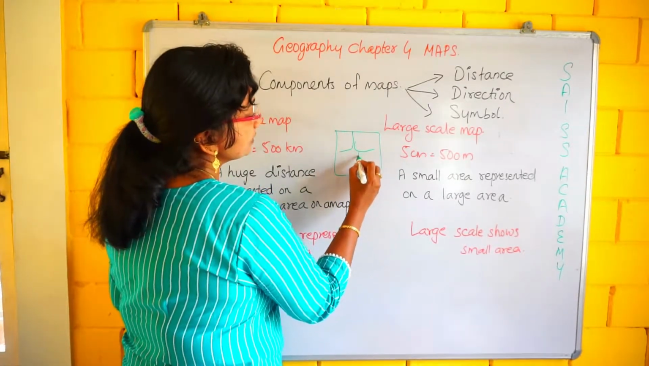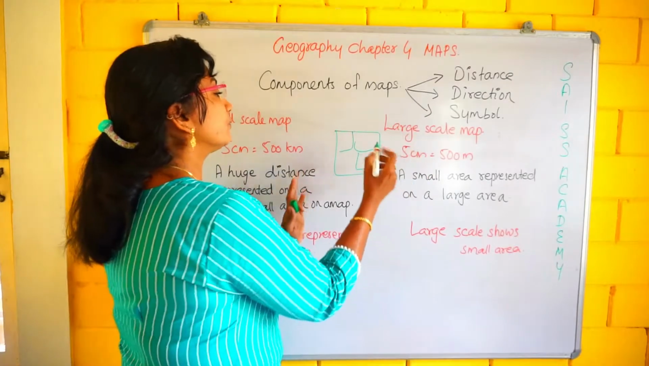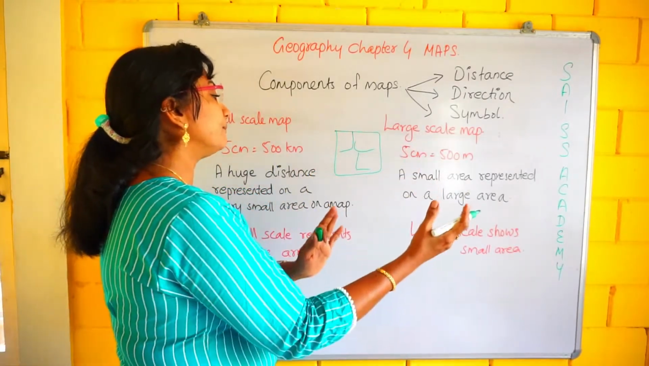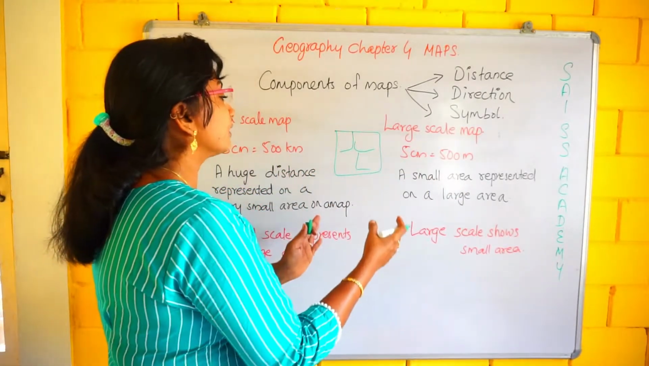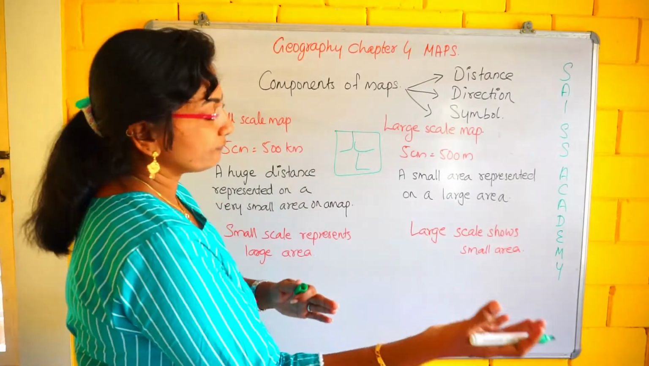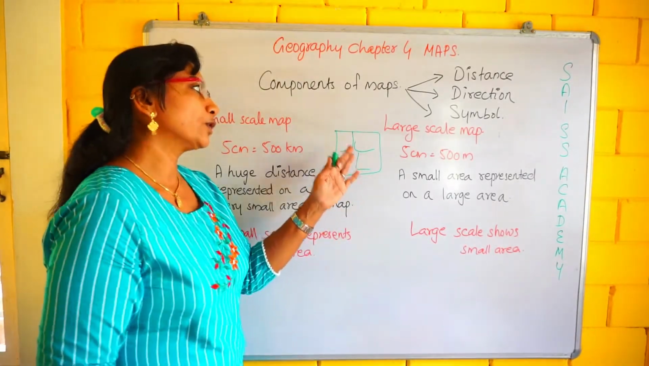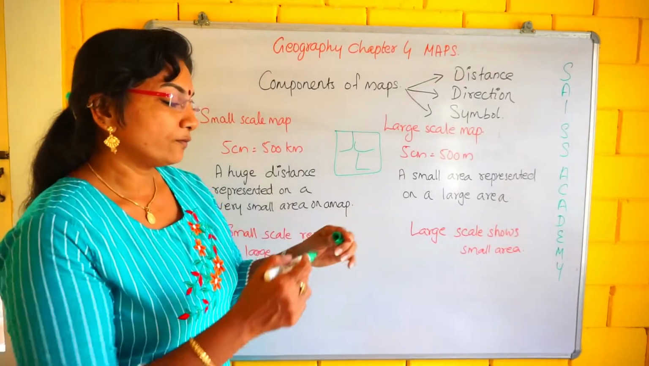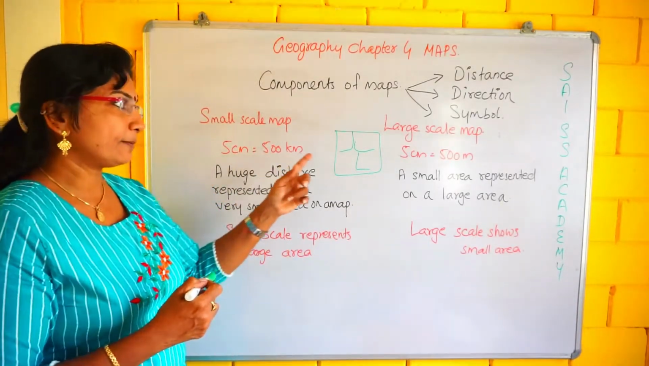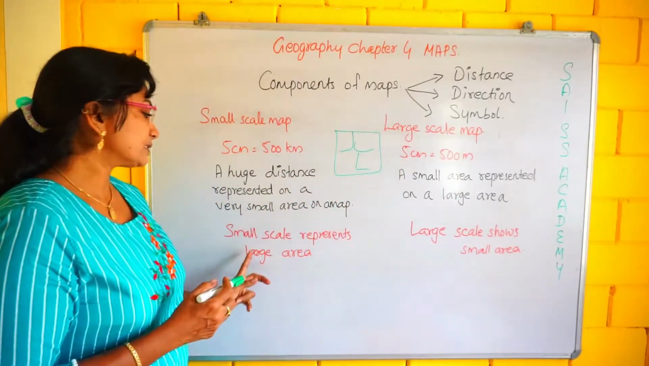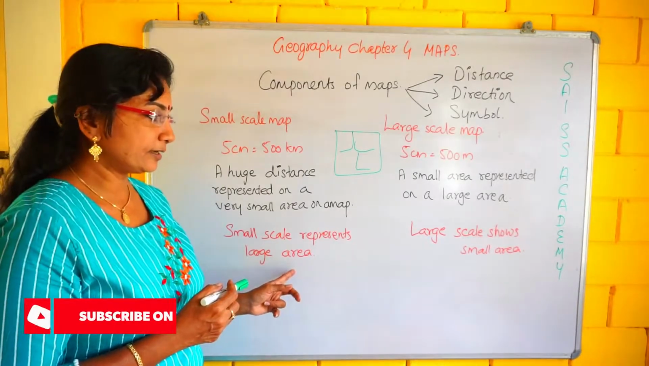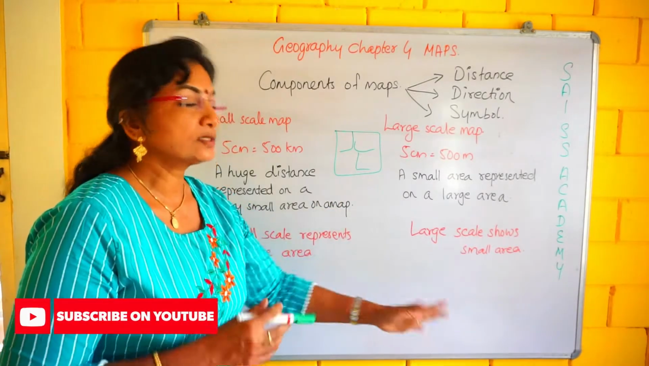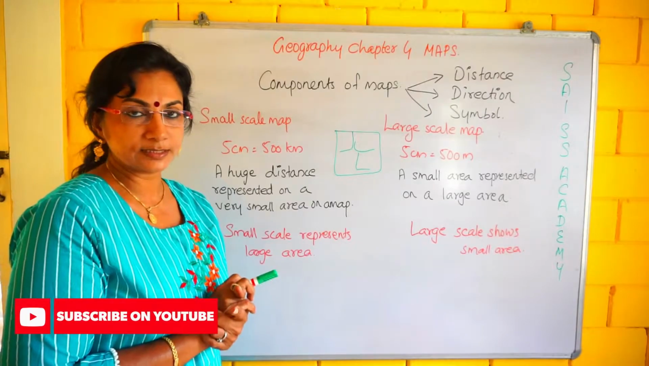I can draw it as a big map, and we can show if the post office is there, or the temple is there, or this government hospital or whatever thing is there. We can draw it on a large scale. So, what is the difference between the small scale map and the large scale map? Small scale represents large area. Large scale shows small area. Okay, just to remember that.